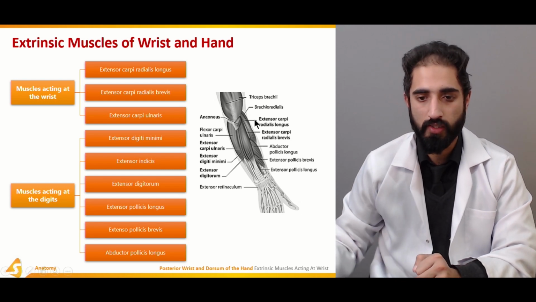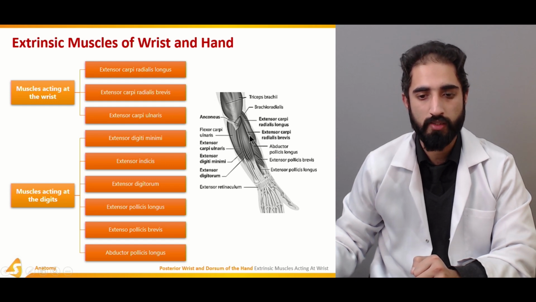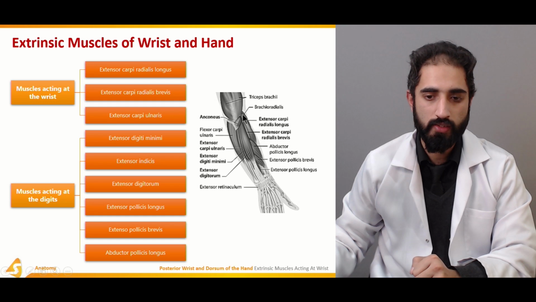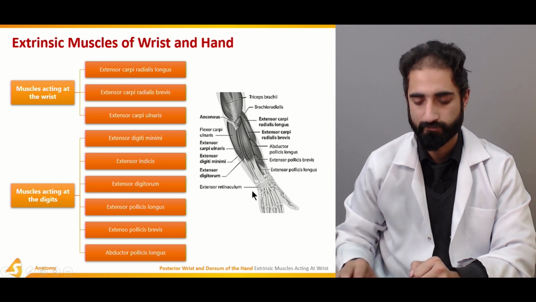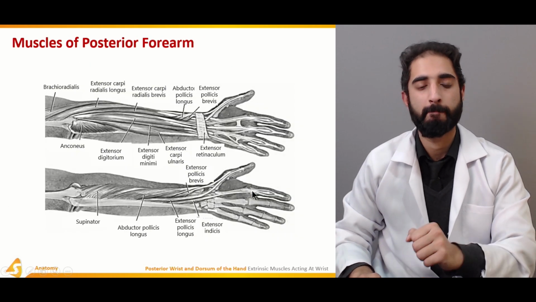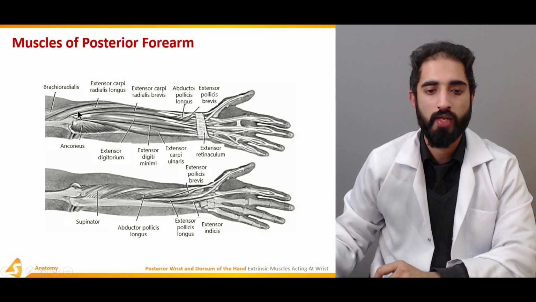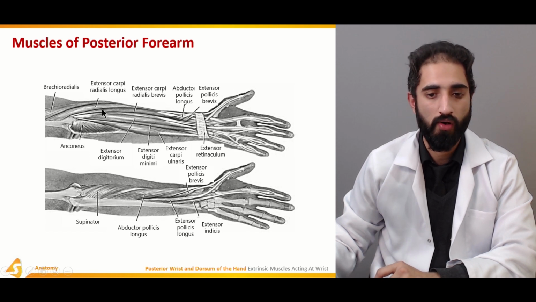As we can see in this muscle, here we have the extensor carpi radialis longus and extensor carpi radialis brevis. However, if we talk about the extensor carpi ulnaris, it is arising from the lateral aspect but moving away and going towards the medial side.